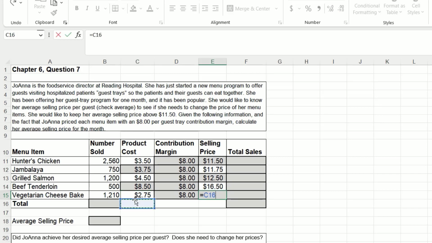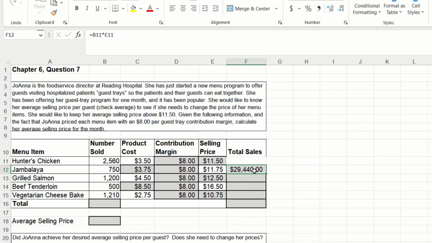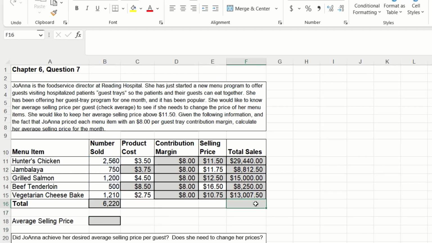All right, and again, the vegetarian cheese bake. We will add the contribution margin. All right, so in order for us to get our total sales, we're going to take their menu items sold. We're going to multiply that times the selling price. Okay, we can do that for the entire column. So let's copy that formula and we'll insert it here. Let's go ahead and calculate the number of items that we've sold. And then let's add up our total sales here.